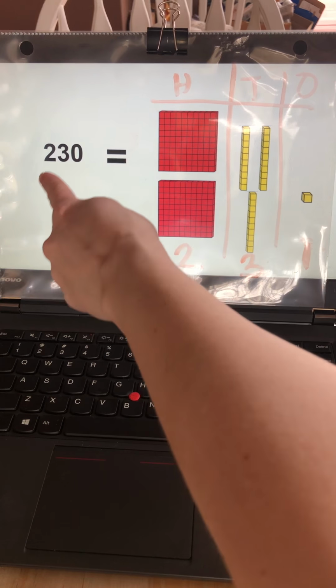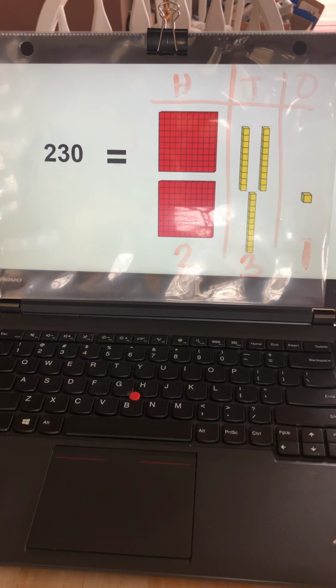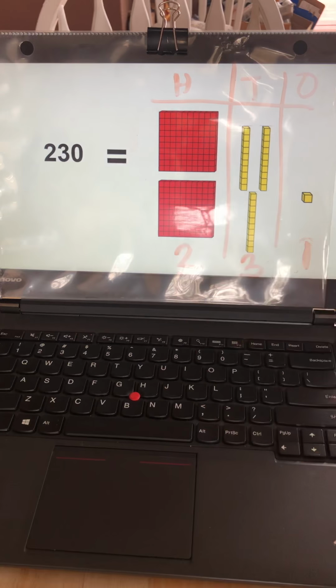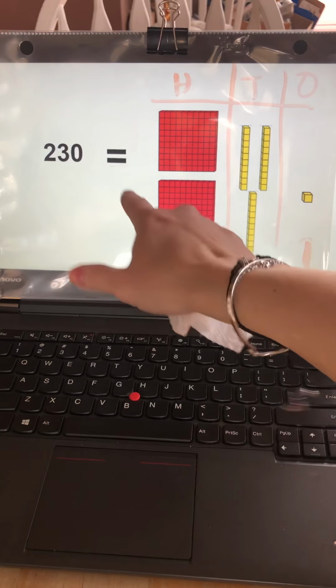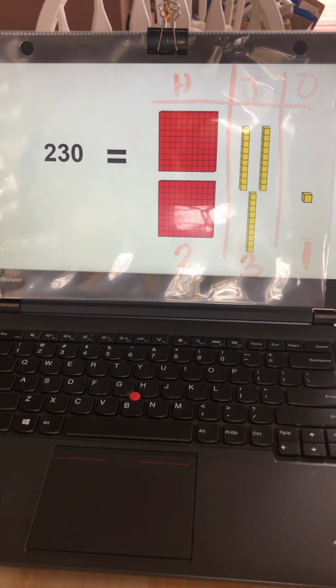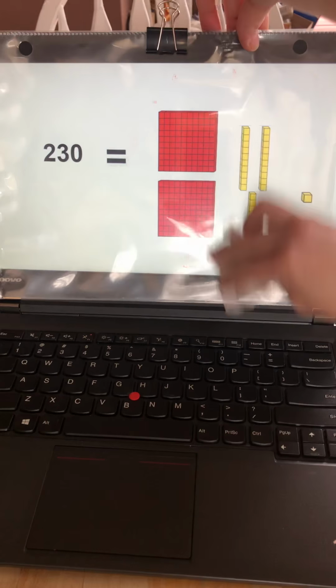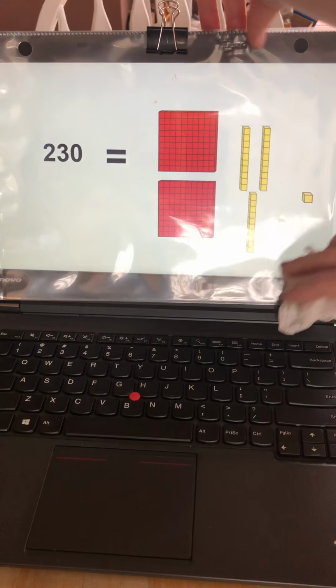Is that equal to 230? No, it is not, right? So this is not equal. 230 is not equal to 231. Right, I heard some of you say, yes, it was equal. I heard some of you say, no, it is not equal. It is not equal. 230 does not equal 231. All right? Let's look at our next number.